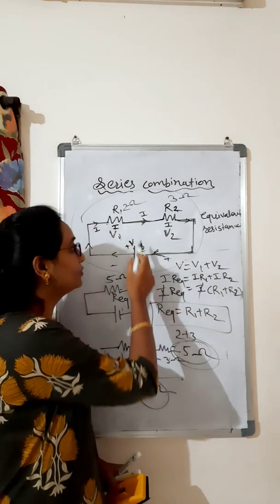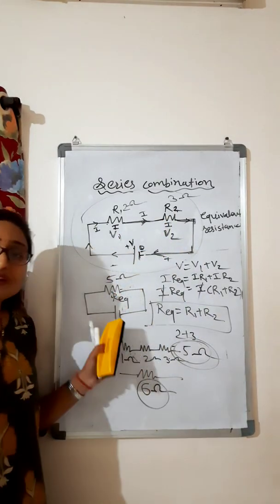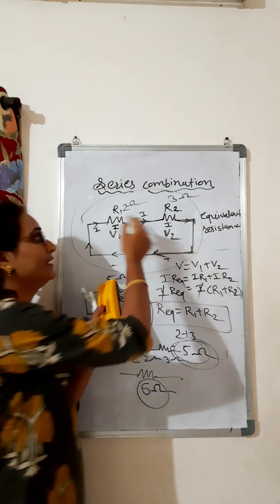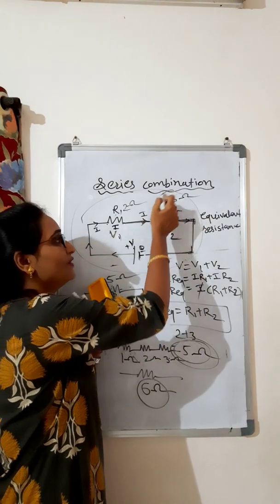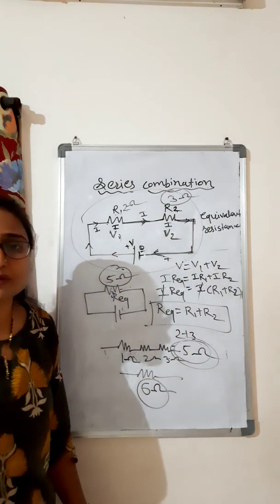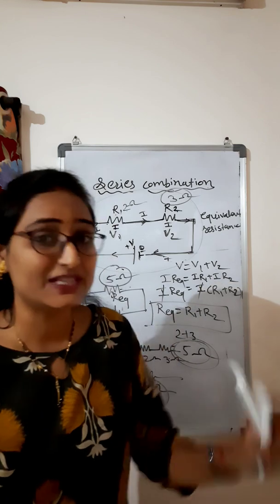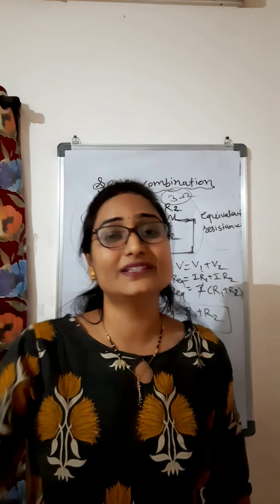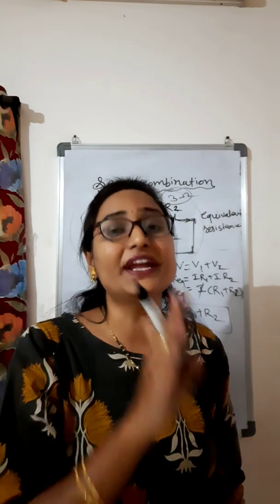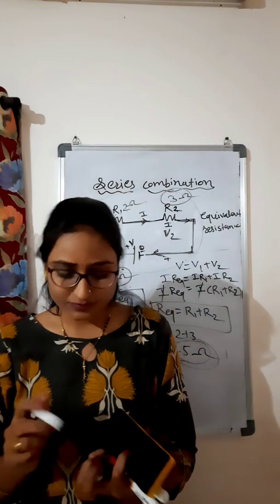See here also, 2 ohm resistance, 3 ohm resistance. Now if I have to keep only one resistance, it is 5 ohm. Here in both of these, which is greater? 3 ohm. But this 5 ohm is greater than this 3 ohm also. So that is the thing. Again, the fourth point you have to keep in mind in series combination: R equivalent is always greater than the individual resistance connected in series.